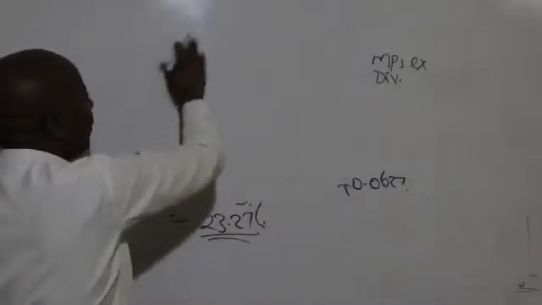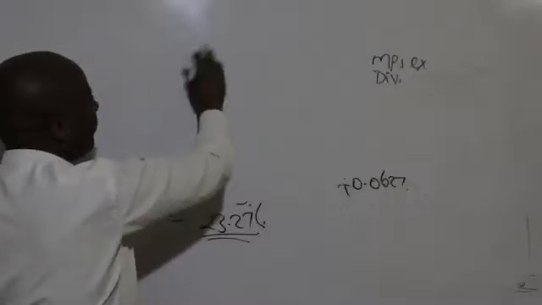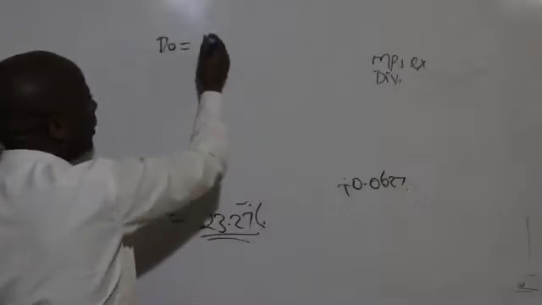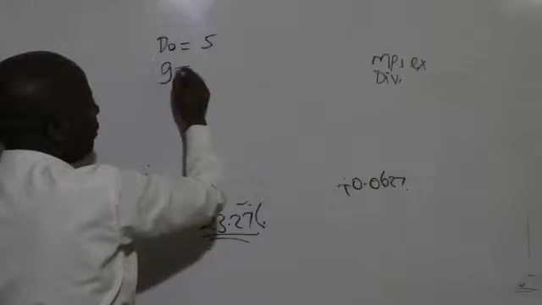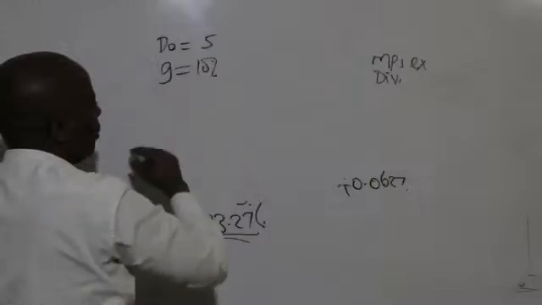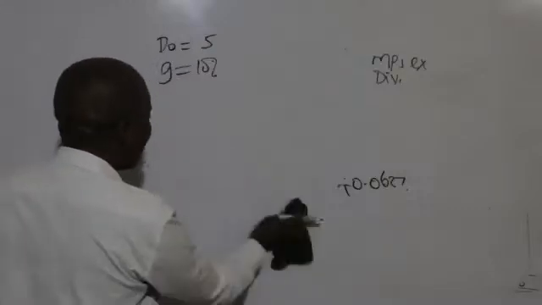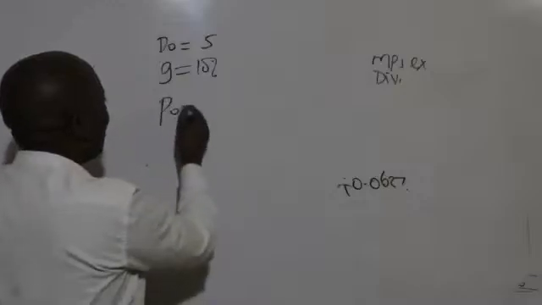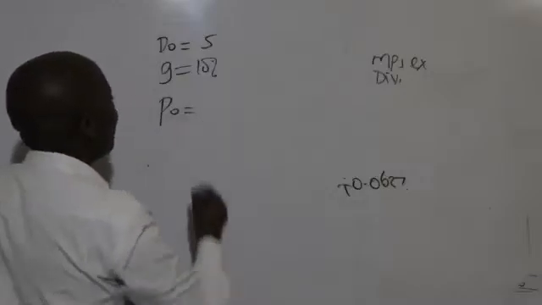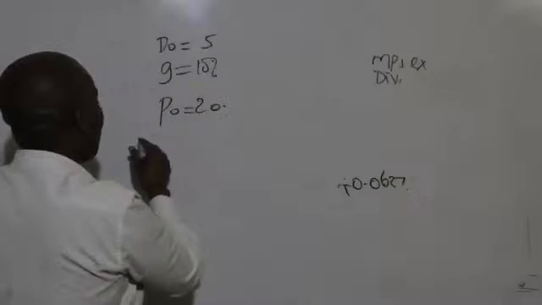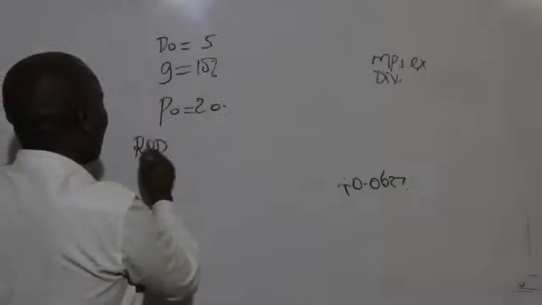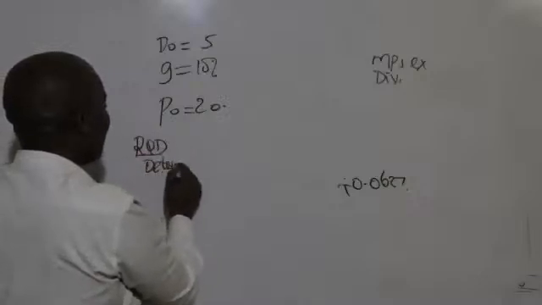We are given this question here. We are given D0 is 5. G is 10%. They have given us P0, which happens to be 20. And then they want us, ladies and gentlemen, required to determine Ke.